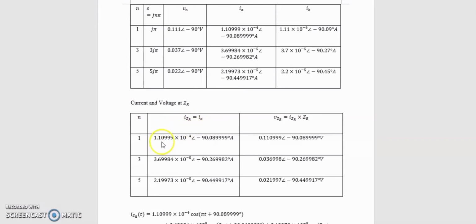So, the current of the impedance resistor when n is 1 is 1.10999 multiplied by 10 power of negative 4 with an angle of negative 90.089999 degrees ampere, and for 3 this is the value and for 5 this is the value. Also, by using Ohm's law, we can find the voltage of impedance R, which is this value.